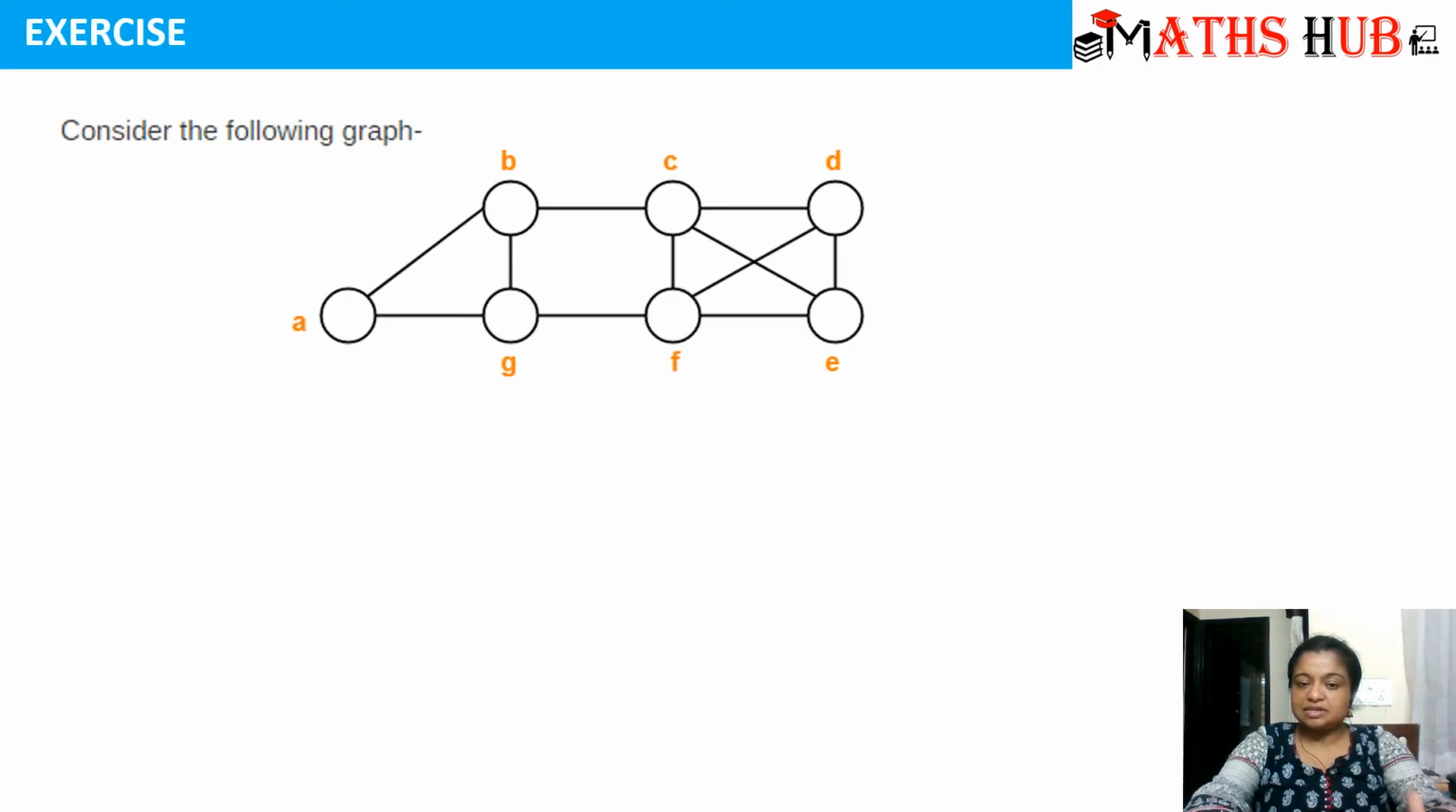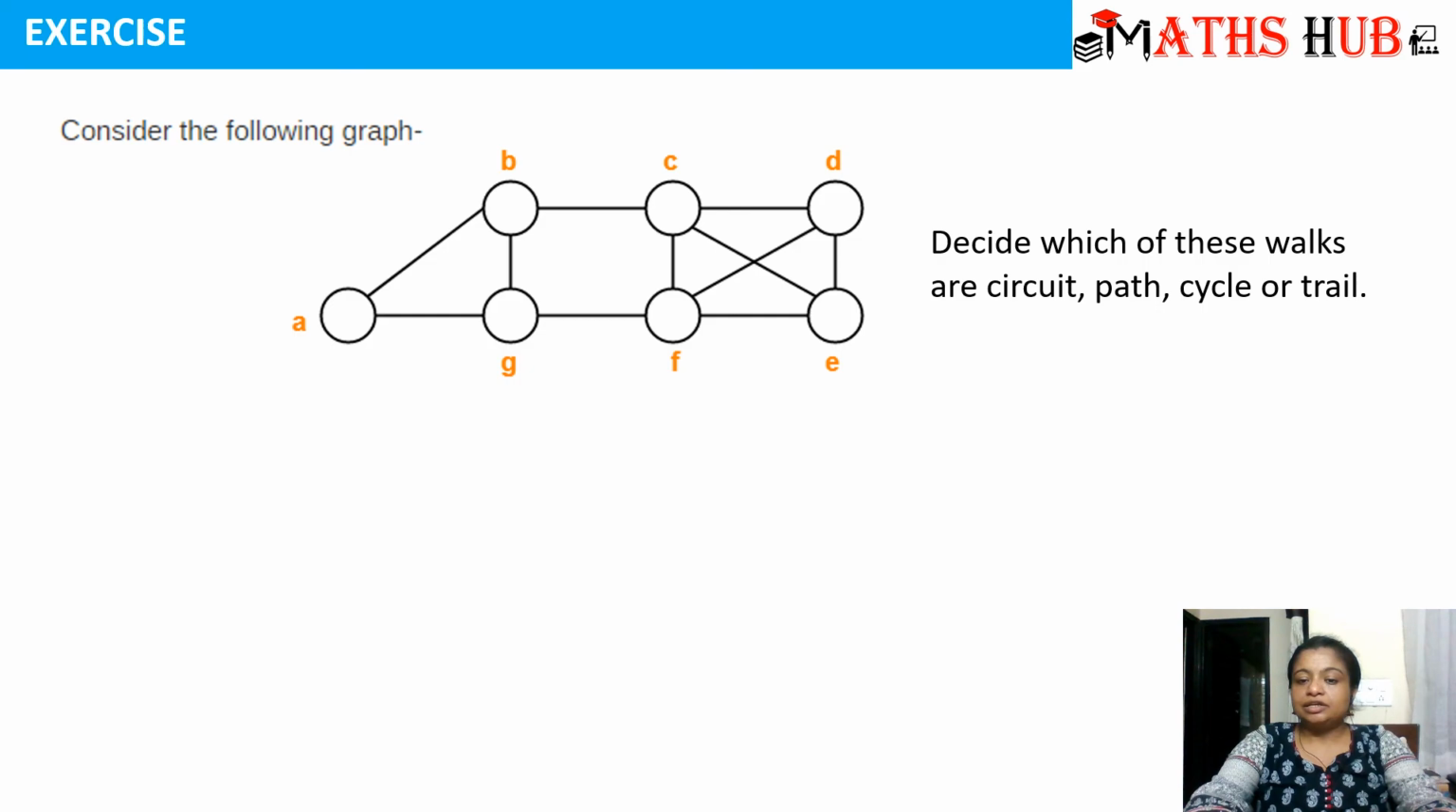So at the end, I have an exercise for you. This is a graph, and I will show you the walks and you have to tell me which type of walk is classified as circuit, path, cycle or trail. I'll do the initial ones and then you can try the rest of the exercises. If I talk about the first one, we are starting from vertex A to B, then B to G, then G to F, then F to C, C to B again, right?